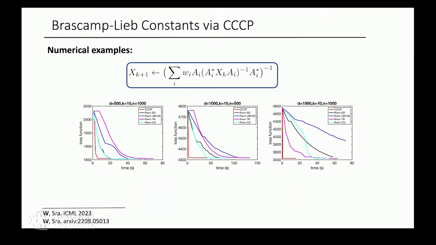If we implement this method and try it out on some sample inputs, we get the following results. So the colors are as before. In red, we see the CCCP algorithm, and then the other curves in the plot are Riemannian first order methods, so variants of Riemannian gradient descent. And we see here, again, CCCP beats the Riemannian methods, but this time actually quite substantially. In particular, as the size of the input increases, so as we look at the plots on the right-hand side, we see that it very substantially improves over the first-order methods.